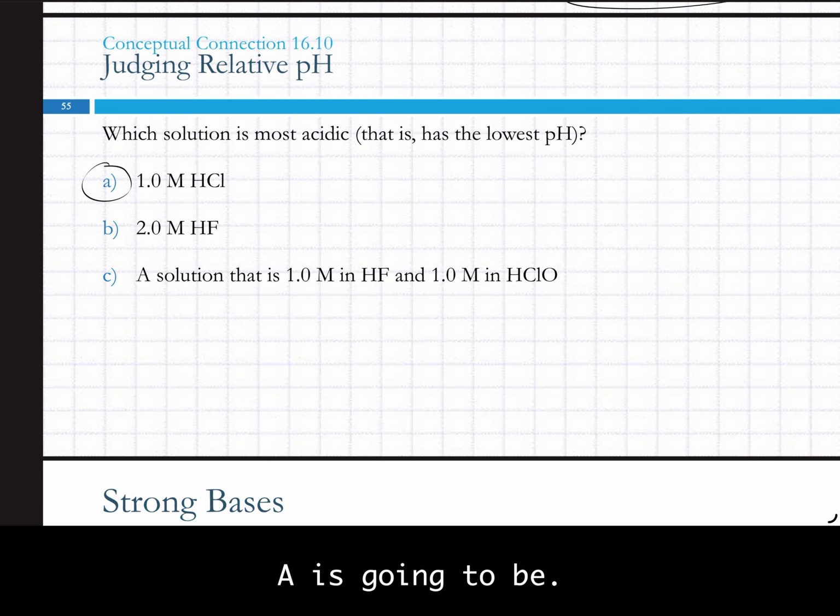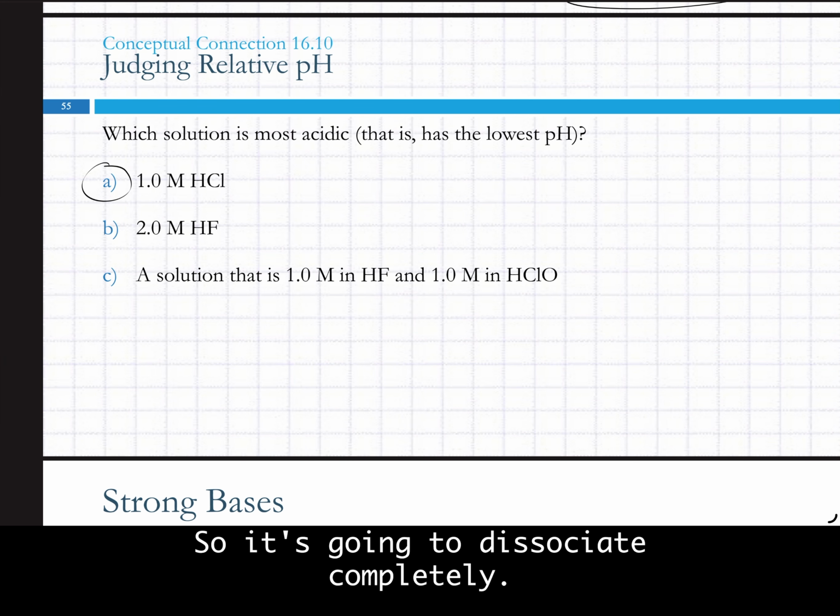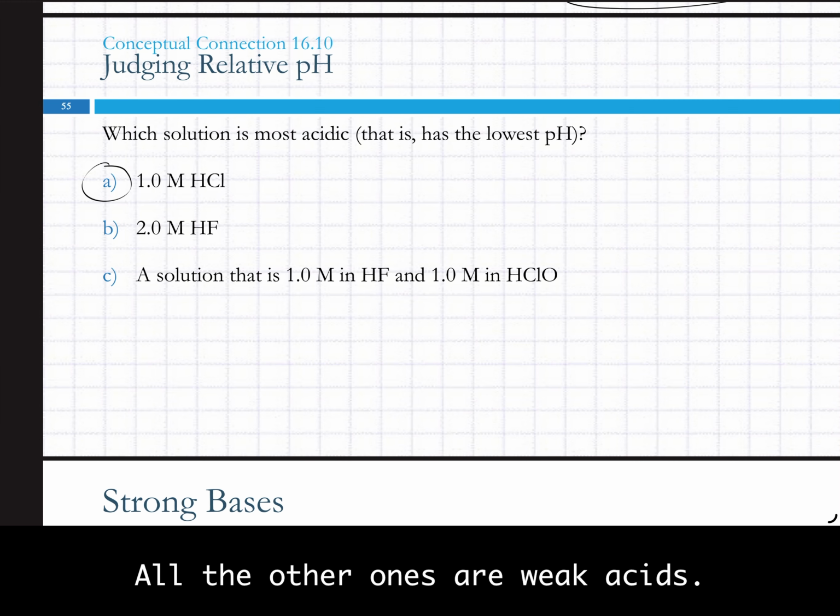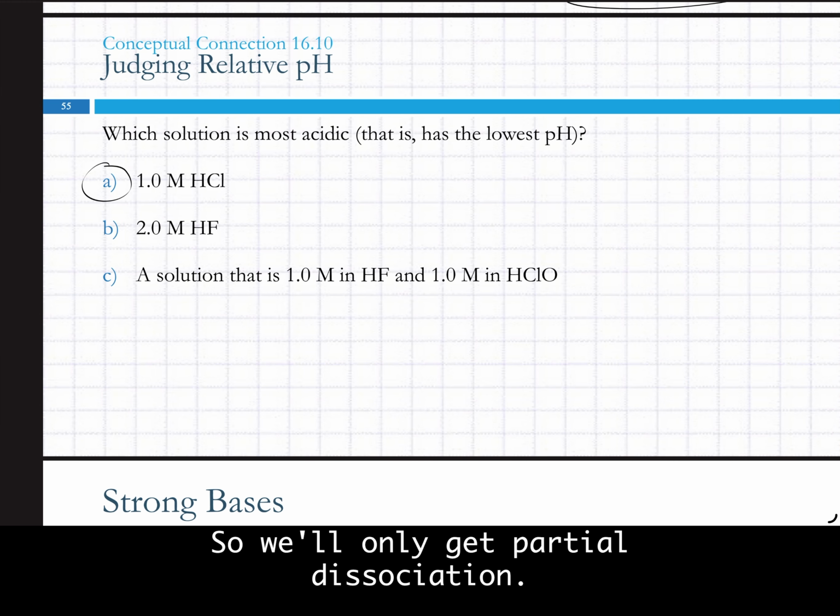A is going to be the most acidic because it's got a strong acid, so it's going to dissociate completely. All the other ones are weak acids, so we'll only get partial dissociation.